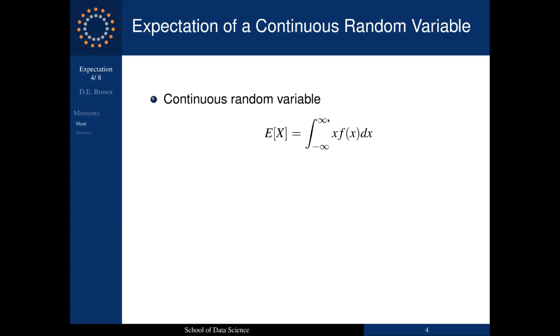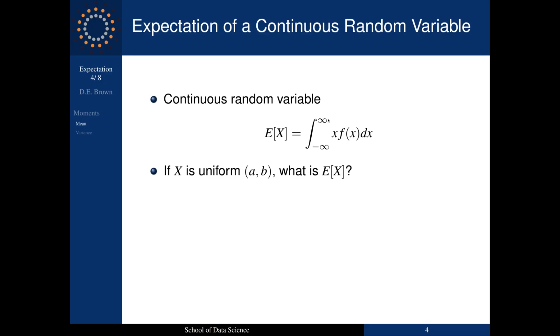For continuous random variables, the difference is that instead of using a summation operator, we use an integral, and we integrate over the entire real space. So we take the random variable, multiply it times its probability density function, and then we integrate to find the expected value.